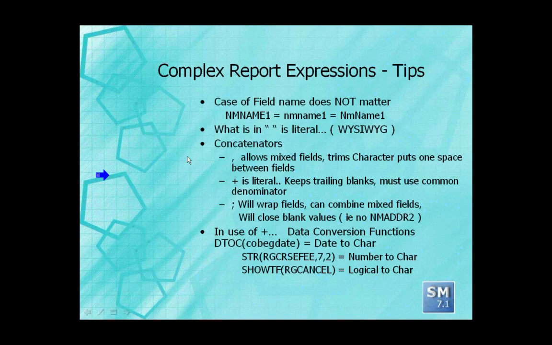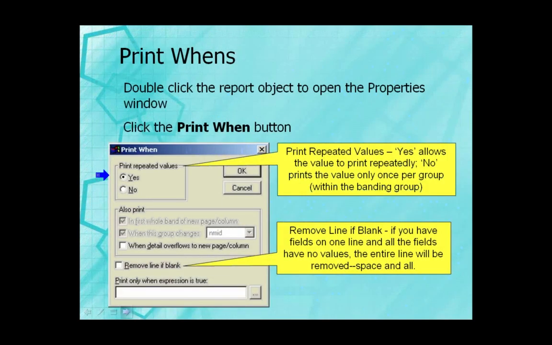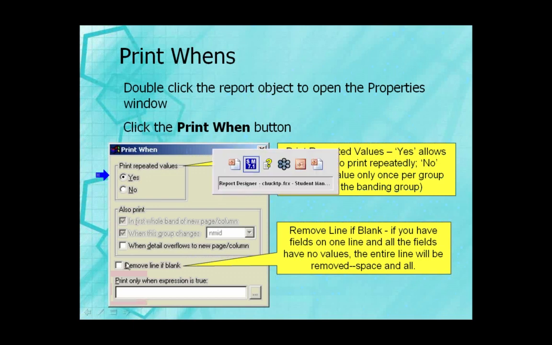And print wins. So when you're wanting to do conditional printing on a report, by double-clicking the object, you open properties, and it has a print win. So let's just jump back. Oh, I jumped over.